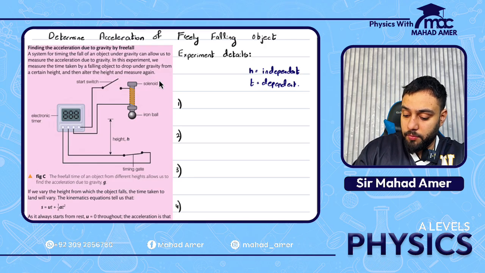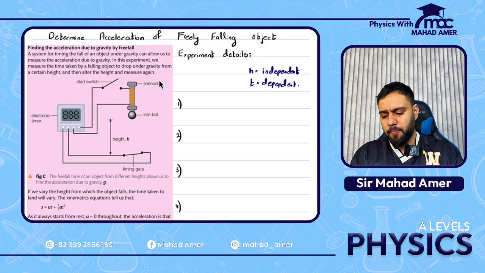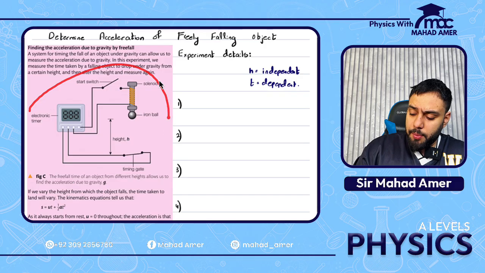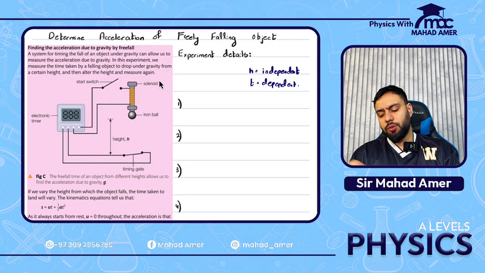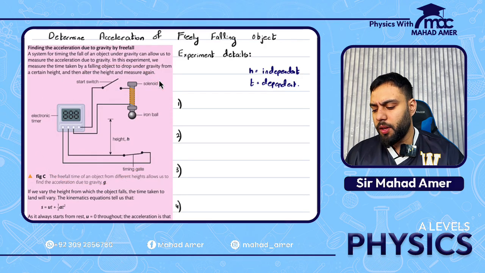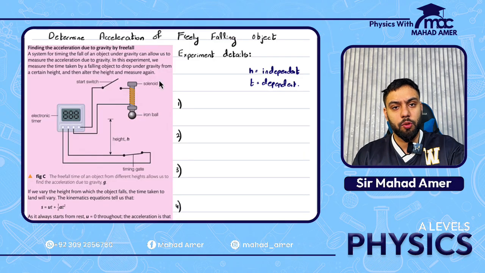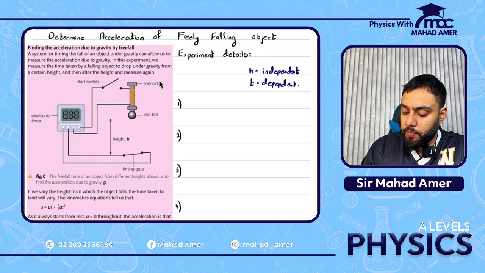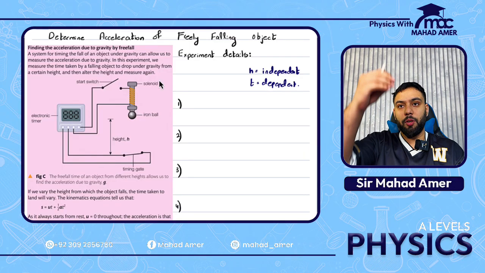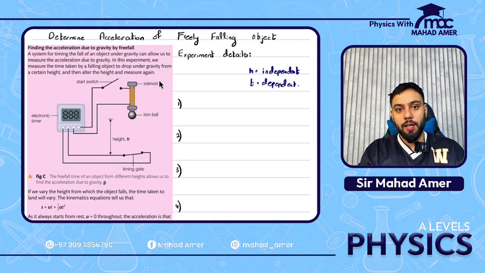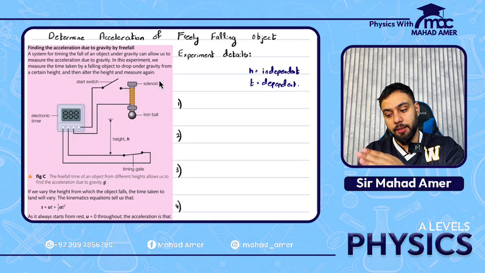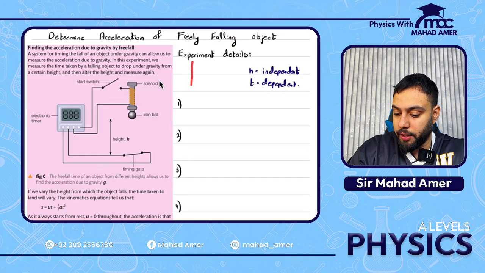So this is basically the experiment. Although the electronic timer, start switch, and all these things are just to make the experiment very accurate, otherwise the experiment is very simple. You have to drop a ball and note down the time it took to go down. Height is the displacement that it covers, and time is the value that we have, and we need to find the value of gravity.